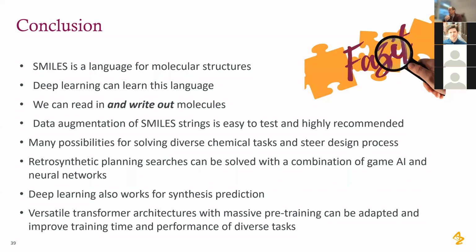If we go to retrosynthesis, we can solve this with a combination of game AI and neural networks. And we can also work with deep learning technologies. We are still working on improving this to the level where it's usable. These transformer architectures are very versatile, and with massive pre-training, we can quickly adapt them to other tasks with smaller datasets and improve both training time and performance of this.